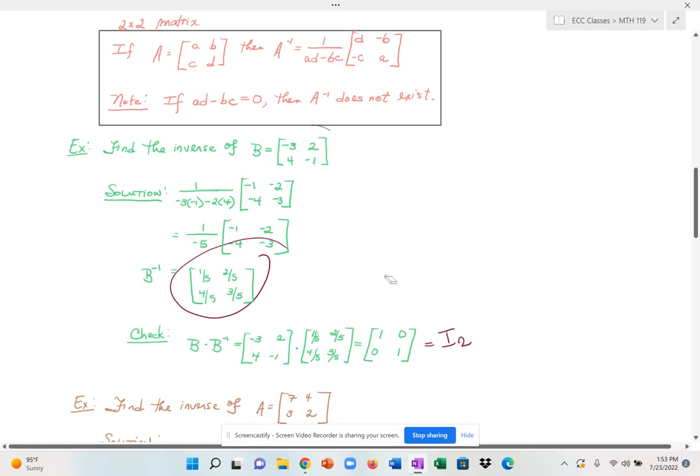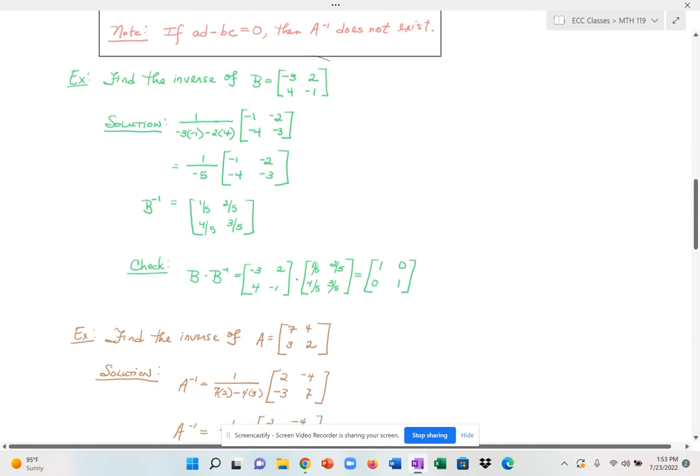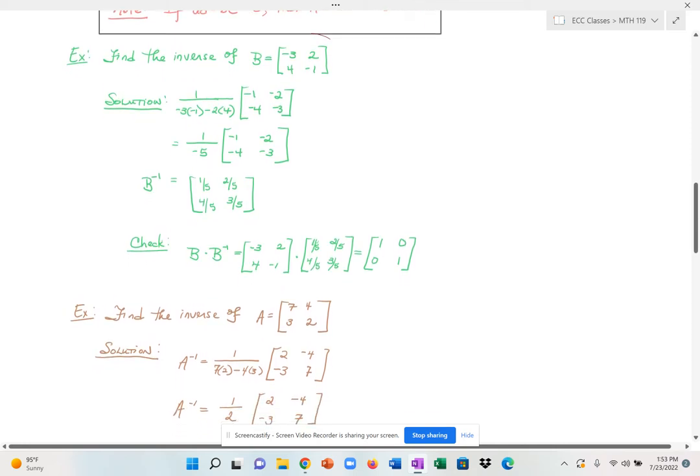All right, another example of where we're finding the inverse is this one here below. A is equal to [7, 4, 3, 2]. Again, applying the formula, it's 1 over 7 times 2 minus 4 times 3. These numbers on the diagonal switch position, so I get 2 and 7 there. And the other numbers just switch signs, so this one becomes negative 3 and negative 4.